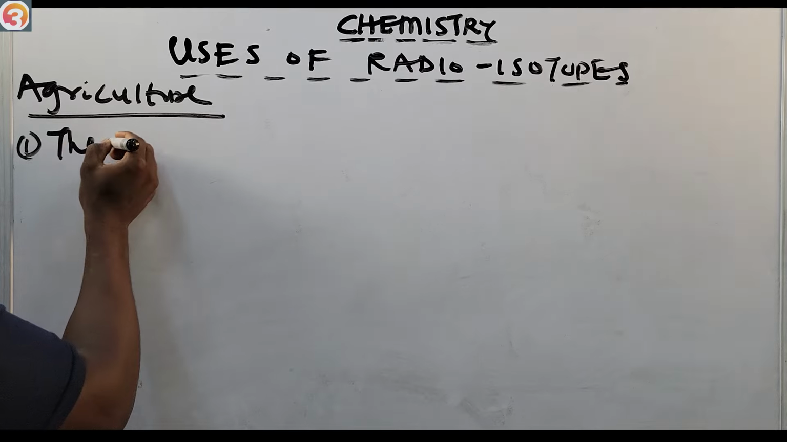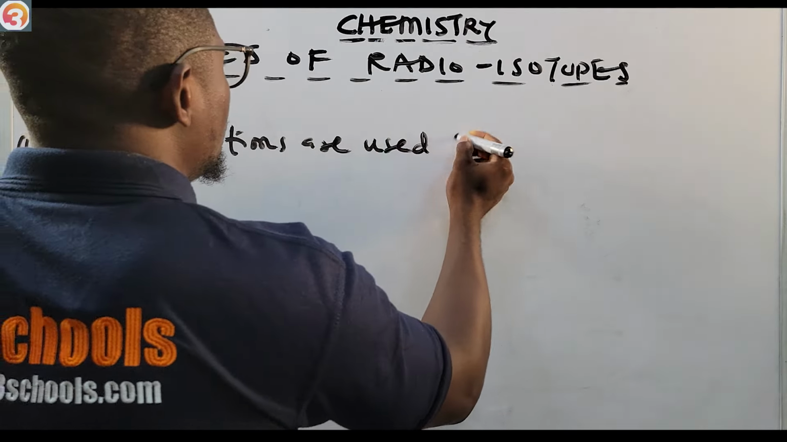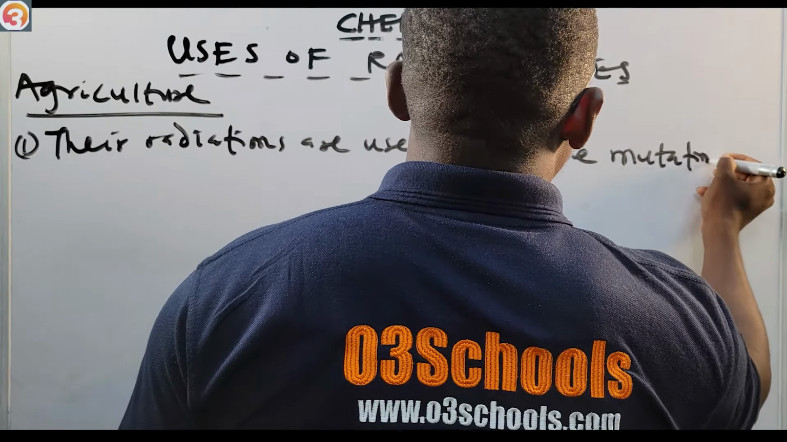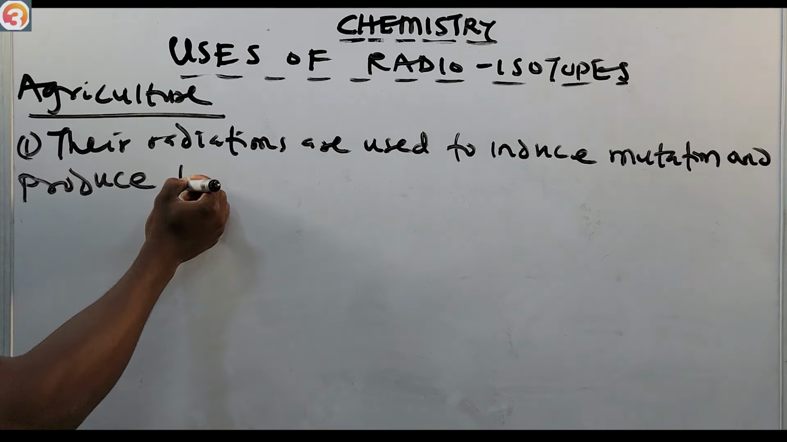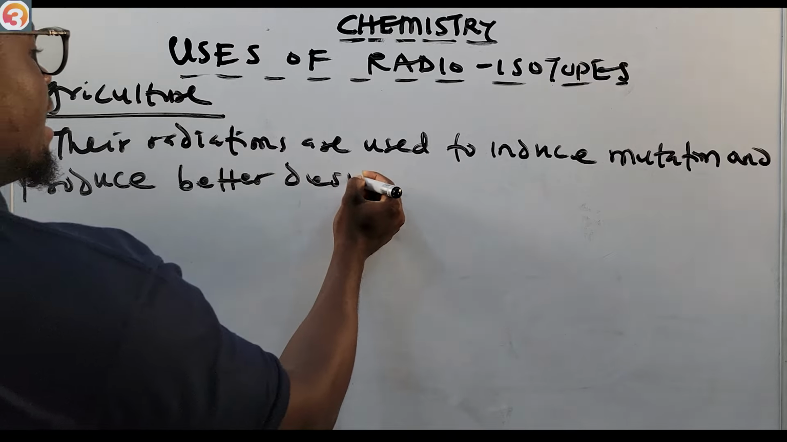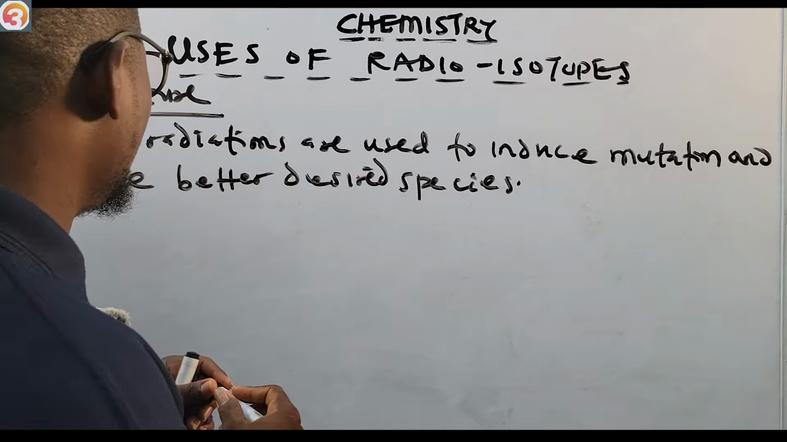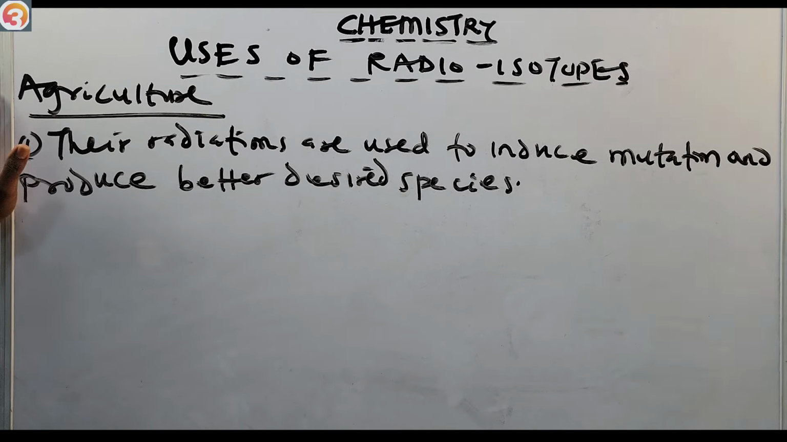Their radiations are used to induce mutation and produce better desired species. So that is one application of radioisotopes in the agricultural field. The radiations from radioisotopes are used to induce mutation, and to produce better desired species. So please take note of that.